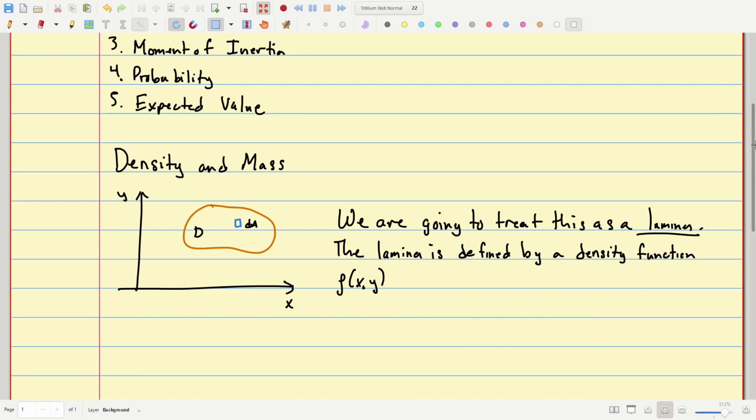Okay, so rho of x, y is going to be a density function. And what we can do is if I integrate over a rectangle containing this density function, I will get the mass of the lamina. Make sense? So that's what we're doing here.